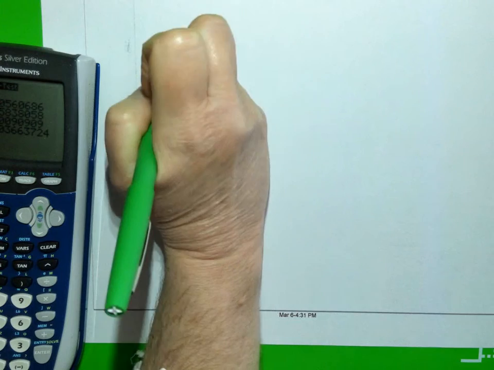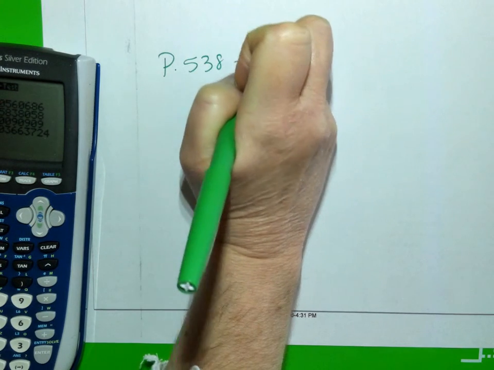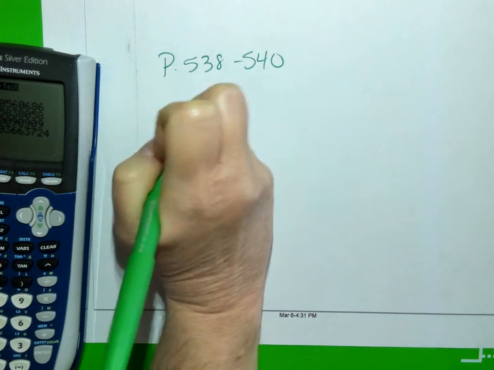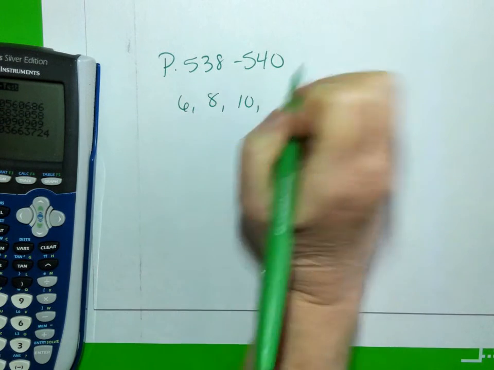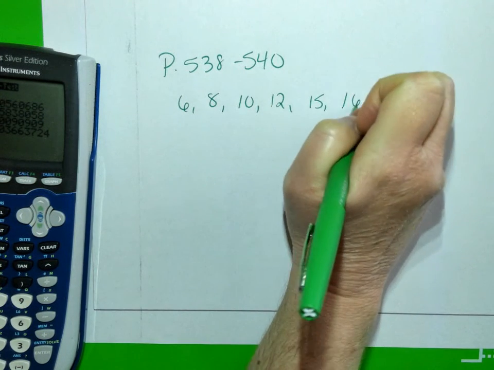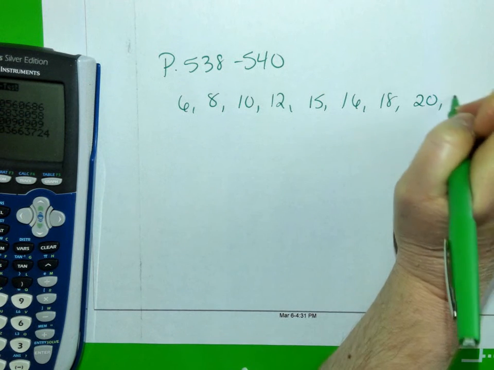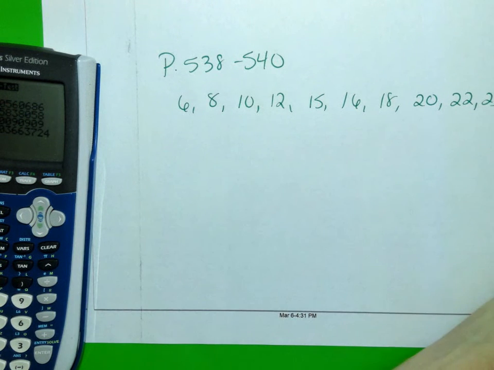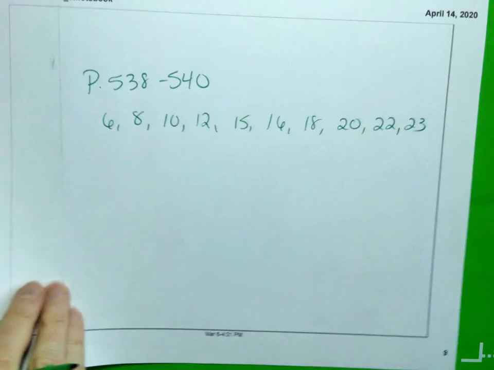Okay, then let me tell you that the homework assignment is page 538 to 540. It's numbers 6, 8, 10, 12, 15, 16, 18, 20, 22, and 23. I do not care if you use classical or if you use p-value. It makes no difference to me. These are the problems I'm asking you to do. I do want to double check one thing before I turn you loose. 20 to 23, what's the last number? 23. Let me move it over. Sorry. Yep, there you go.